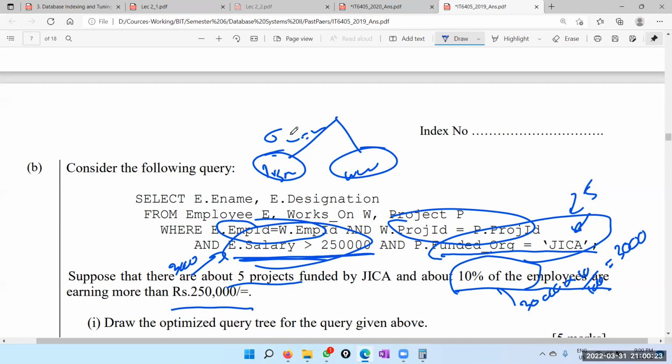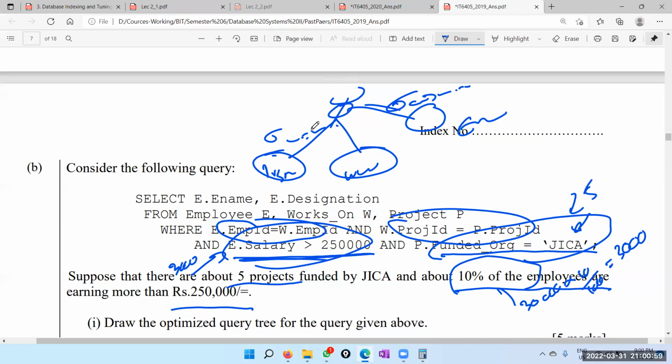And we can use the index if there is an index for the funded organization. And then here we have the works on. Then to that we will join the employee. Again, without taking all the employees, make sure that you take sigma salary greater than 250,000. So then you do all the pi.